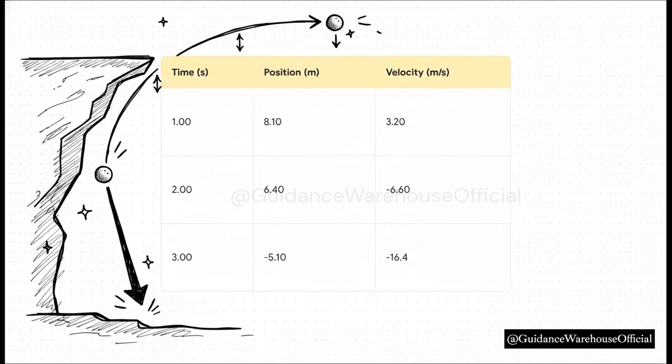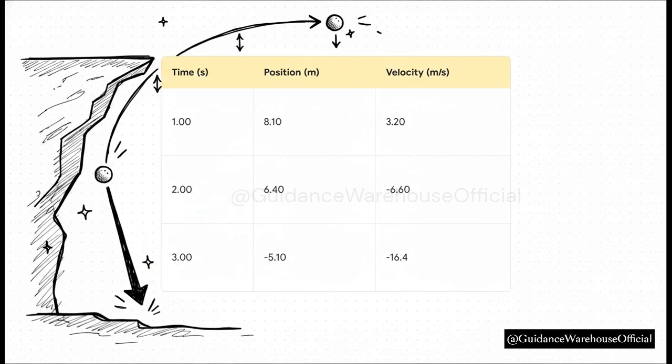At 1 second, the position is positive 8.10 meters, and the velocity is a positive 3.20. So it's high up, but gravity has significantly slowed it down from that initial 13. At 2 seconds, the position is still positive at 6.40 meters above the cliff edge, but look at the velocity. It is completely flipped from positive to negative 6.60. That change in sign means it's falling back down.